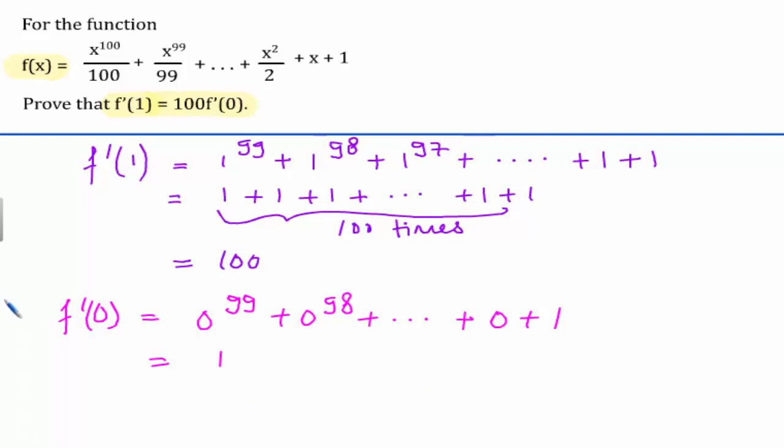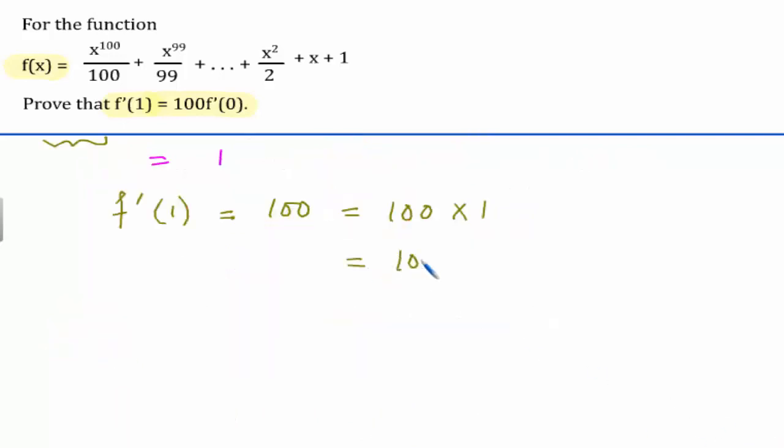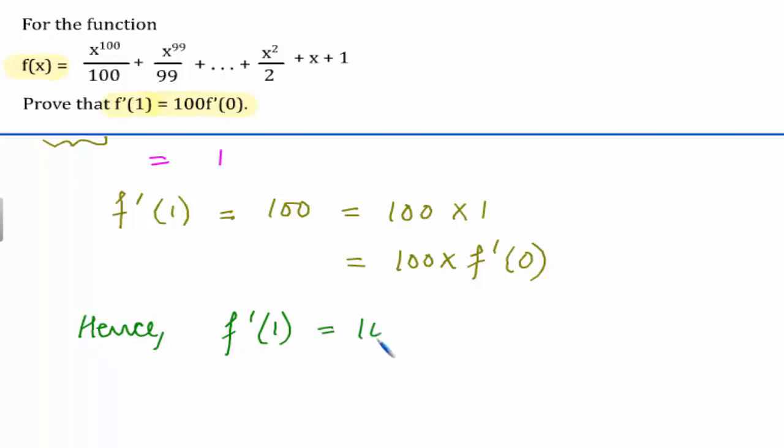Therefore, f dash 1 is equal to 100. 100 can be written as 100 into 1, and 1 is nothing but the derivative of the function at x is equal to 0. So this can be written as 100 into f dash 0. Hence we have f dash 1 equal to 100 times of f dash 0. This completes the solution.